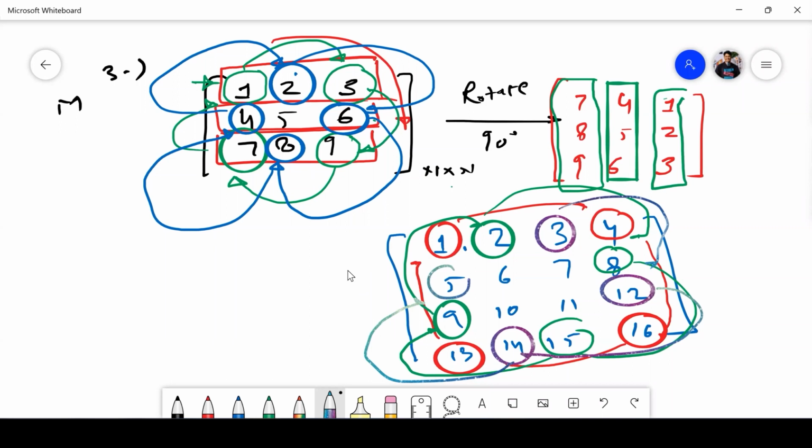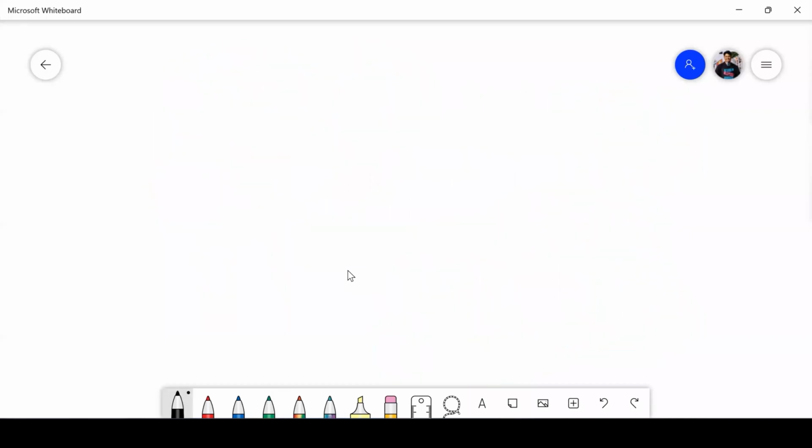Once this outer ring is done, let's jump to inner circle, which is 6, 7, 10, 11. Again, same thing. 6, 7. Let's try to solve it using transpose. Very easy method.